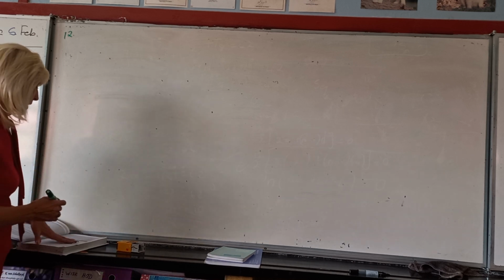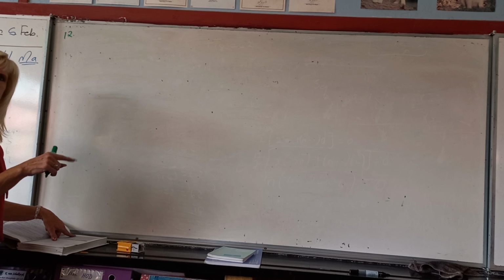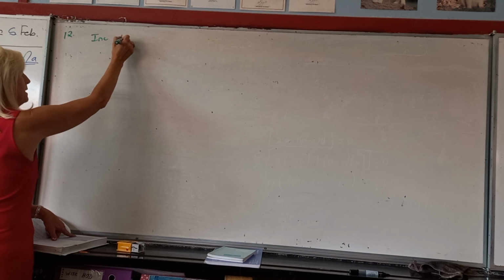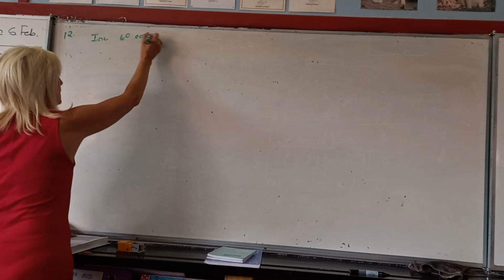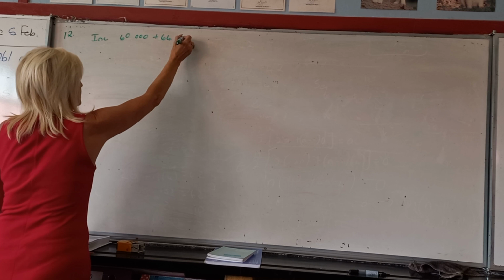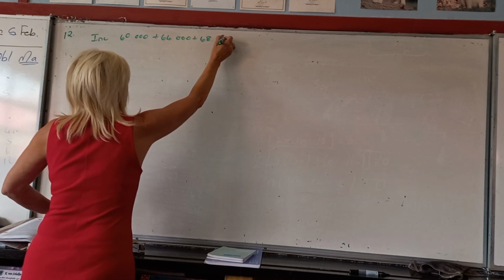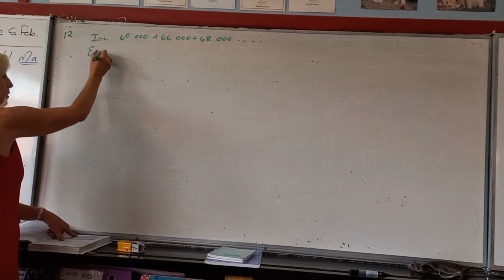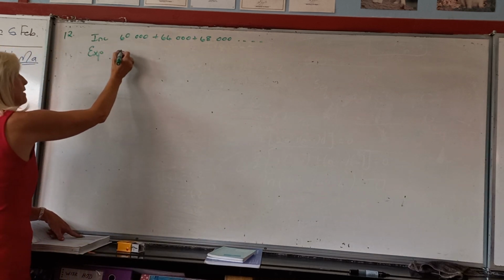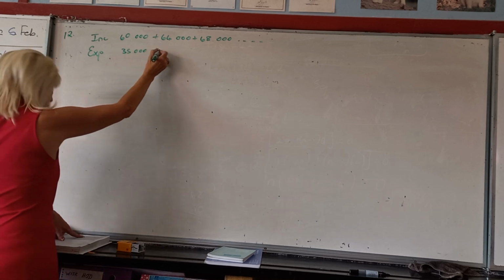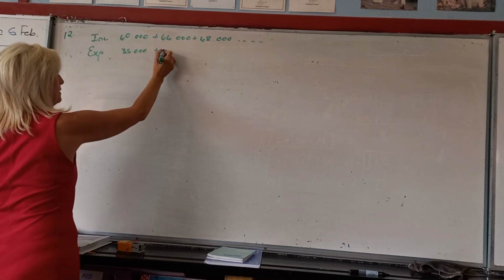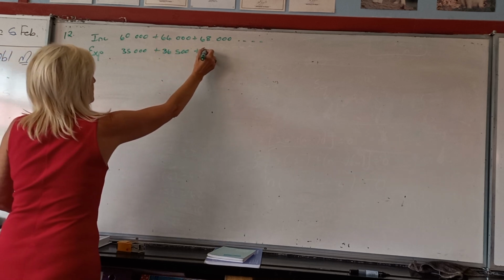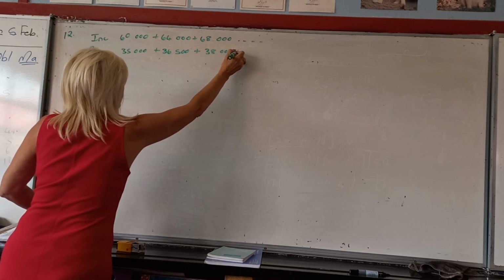First of all, they said to me, his income was 60,000 and every year it goes up with 4,000. So his income would look something like this. 60,000, then the next year 64,000, then the next year 68,000. I think we've got the pattern. His expenses were 35,000, and then it goes up with 1,500. This is not real life, I think, and 38,000, and etc.